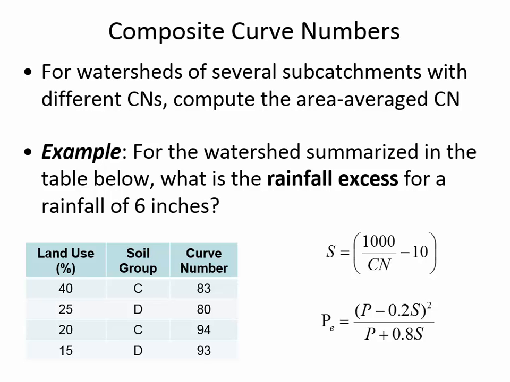Once you have the storage, you can put it into this formula using the precipitation P, which is going to be 6 inches. What we want to know is the rainfall excess, or P sub E, which is essentially how much runoff there will be as a result of this storm. Go ahead and calculate that, and then I'll put the solution on the board.